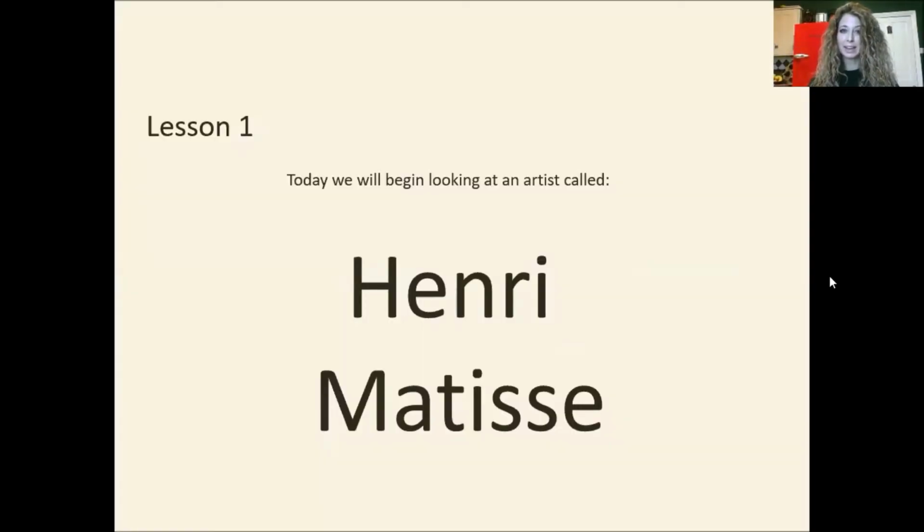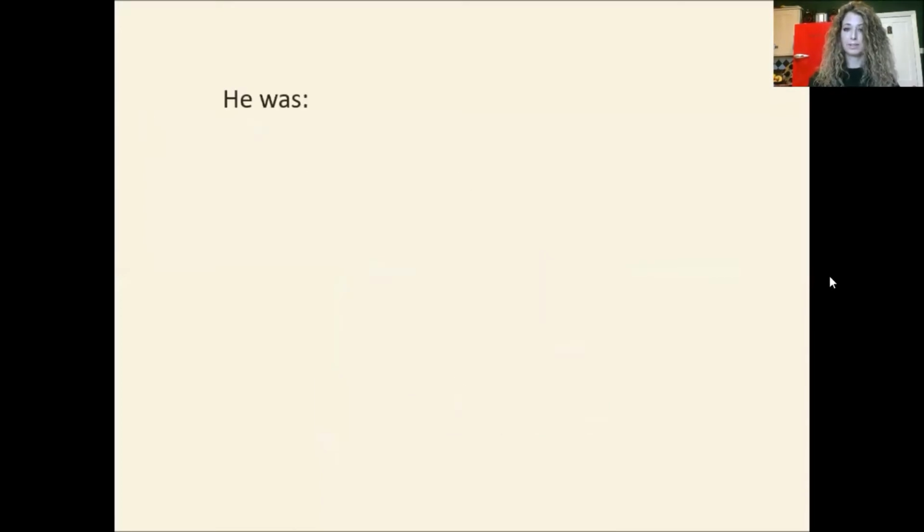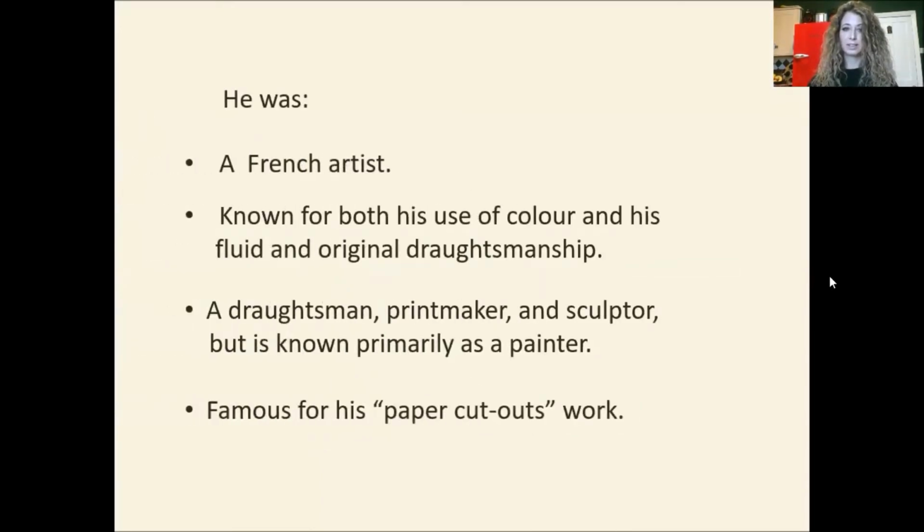We're going to be beginning a new unit today, and we'll be looking at an artist called Henri Matisse. An artist known both for his use of colour and his fluid and original draftsmanship. Now, draftsmanship means technical drawings, a bit like architectural drawings for buildings. His was fluid, natural, the way he drew his buildings, and original, so very unusual, particular to him.